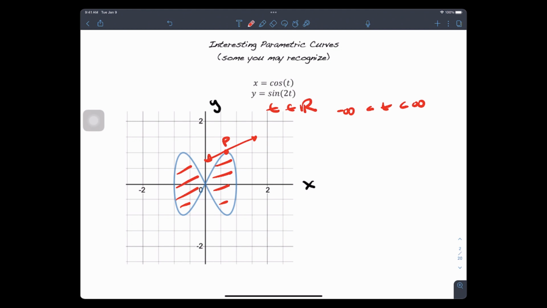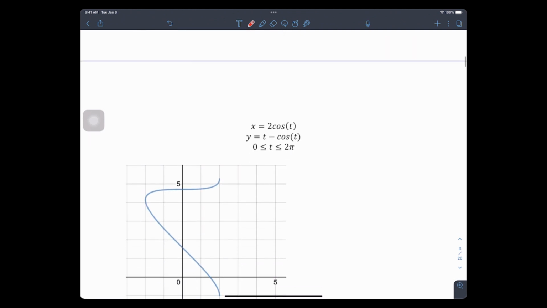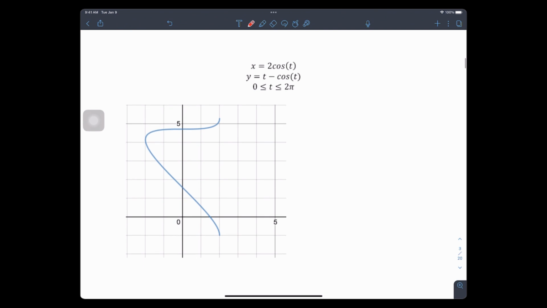But we first have to learn about what these curves are before we could do the calculus of this, because we're adding a new variable. So that's why I ask, have you guys ever seen parametric equations before? I'm kind of introducing some of this stuff to you here. Here's another curve where x is 2 cosine of t, y is t minus cosine t, and then t goes from 0 to 2 pi.